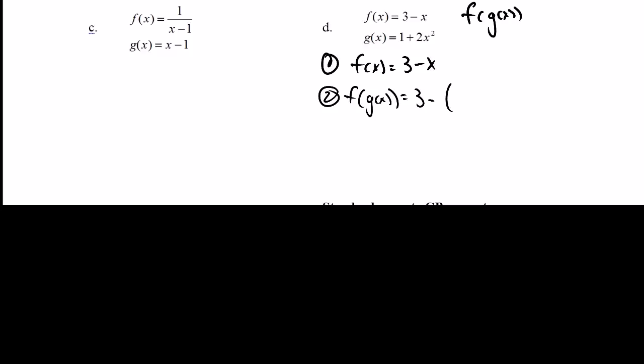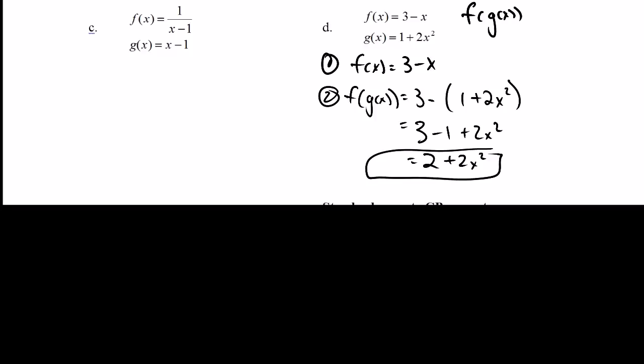So let's look at D. So f of g of x. Step 1, what's my parent function? f of x is equal to 3 minus x. Step 2, replace all my x's with g of x. So 3 minus the quantity 1 plus 2x squared, which is equal to 2 minus 2x squared. And we're done. We simplified. This is our simplification process.